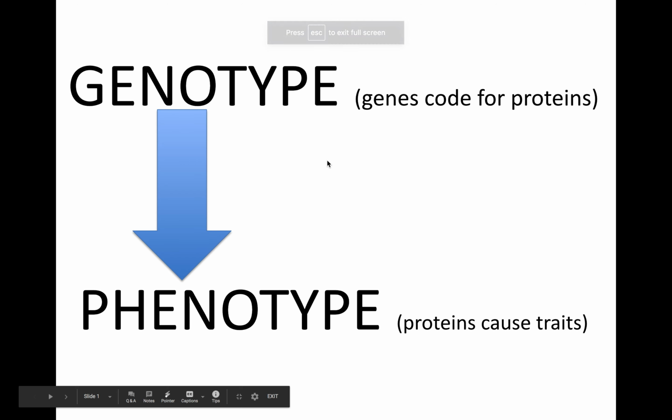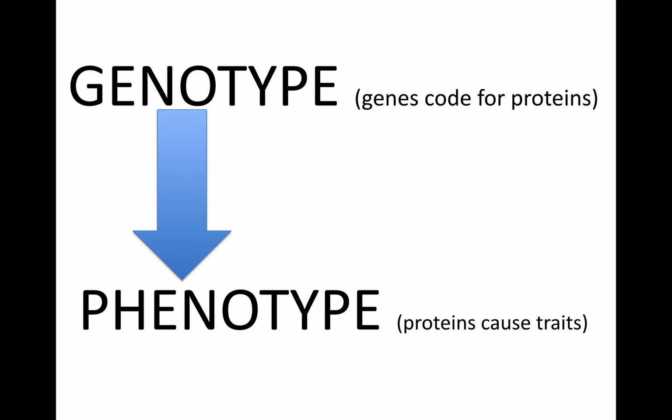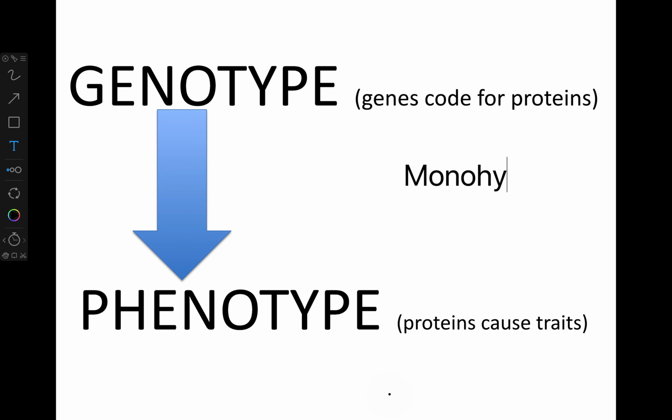Okay, my dears. Today we are going to introduce Punnett squares, which I'm sure you probably have heard of. And we're going to practice something today called monohybrid crosses. Let me just write that on the screen. Monohybrid, right?